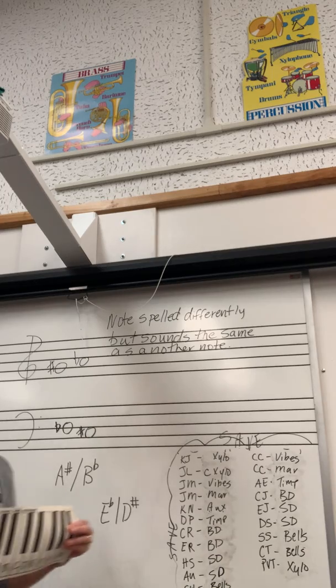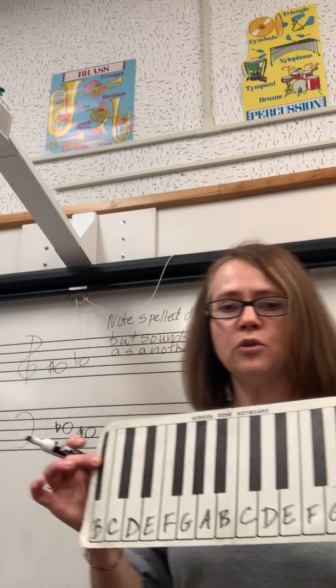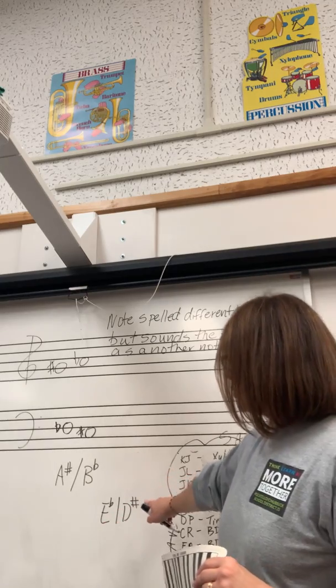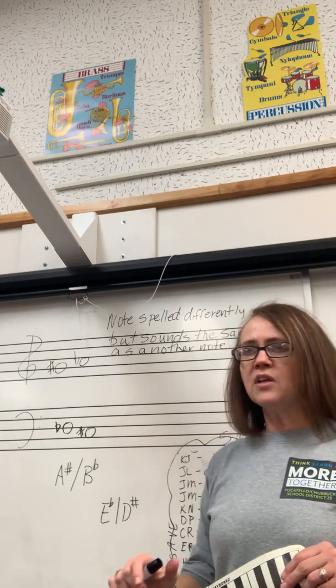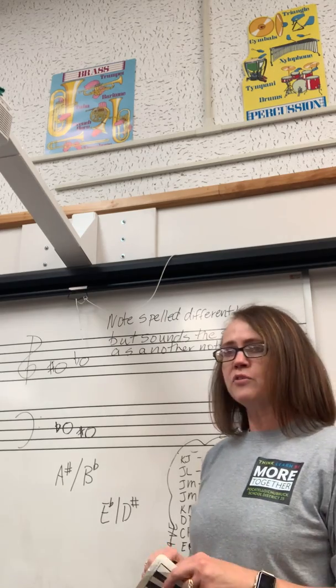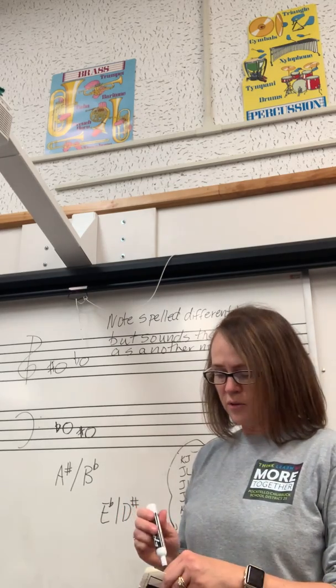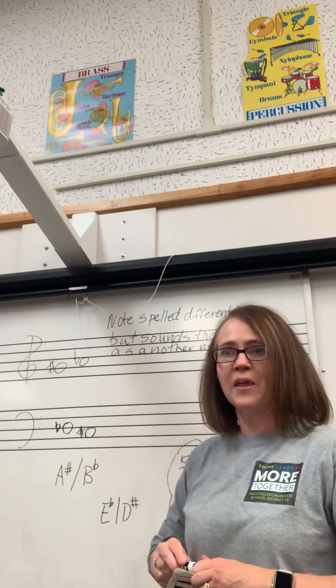So we have different ways of looking at it. We can look at it on the piano keyboard, we can look at it in letter form, or we could look at it on the staff. Still, it's the exact same concept. You just have to be able to know which one is which. Sounds the same, spelled differently. Enharmonics.